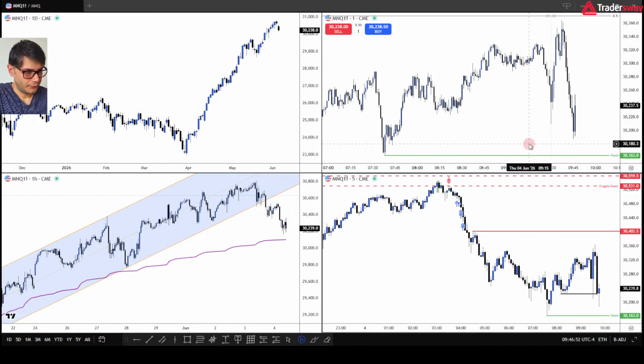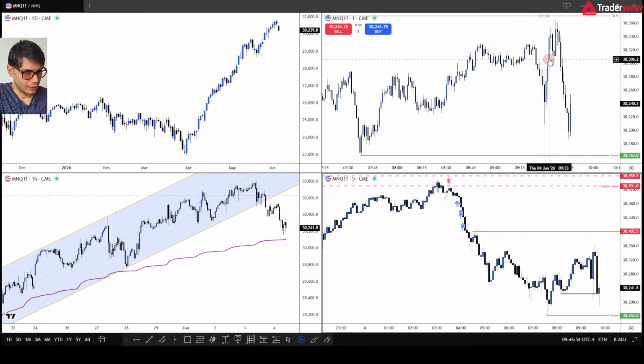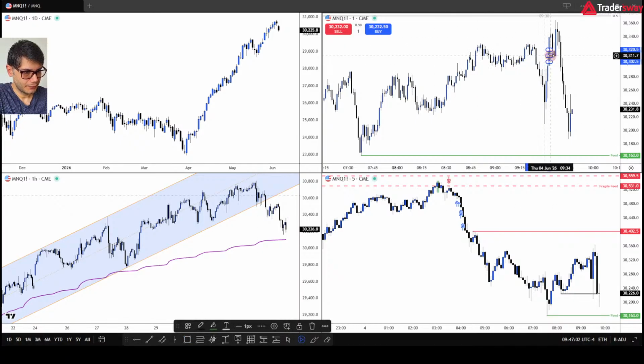All right, 9:30, first fair value gap presented itself in this portion. I like to keep these for the entire week, maybe month. So this is June 04, NY 930 FVG.